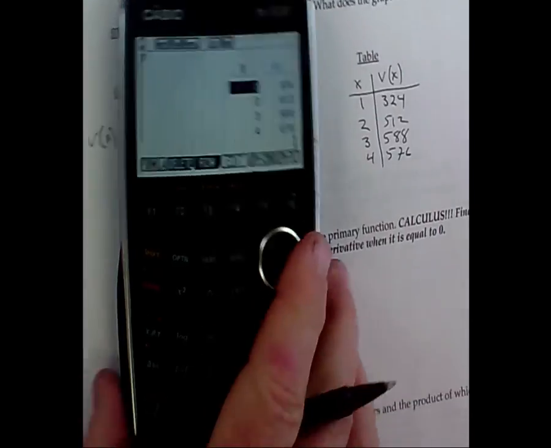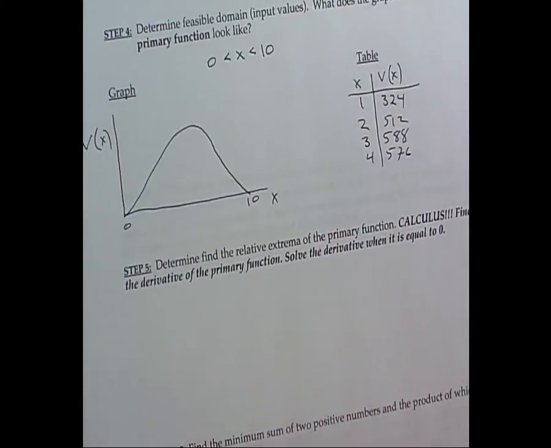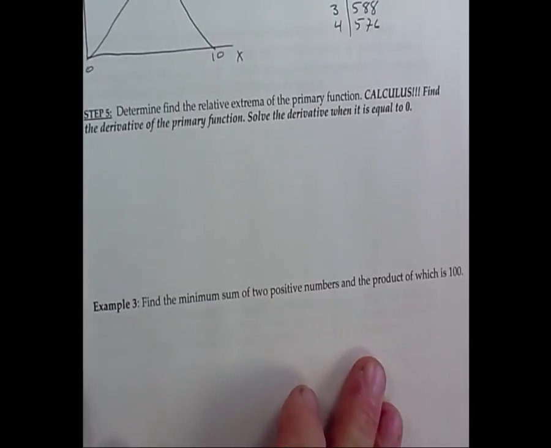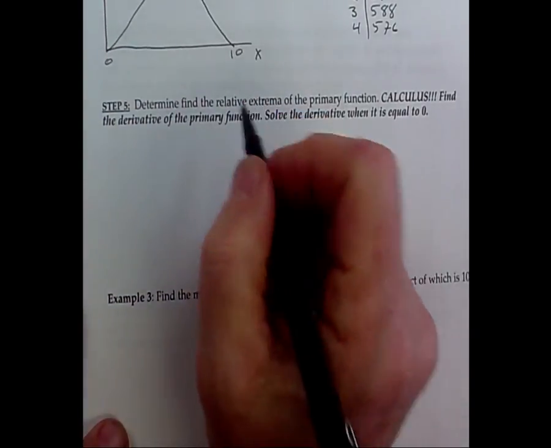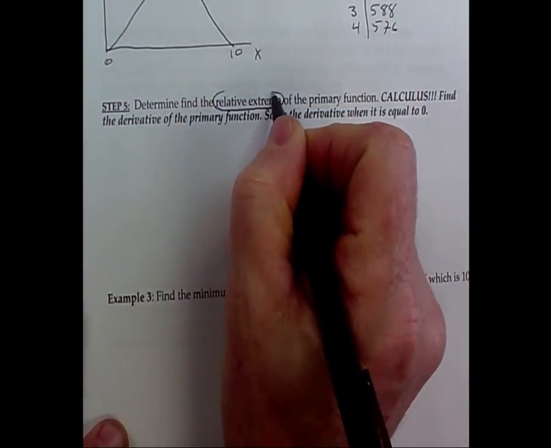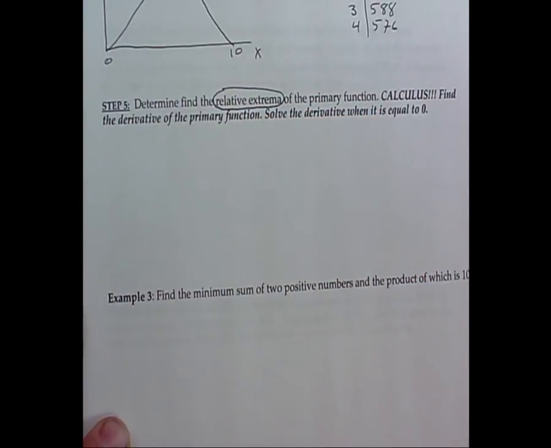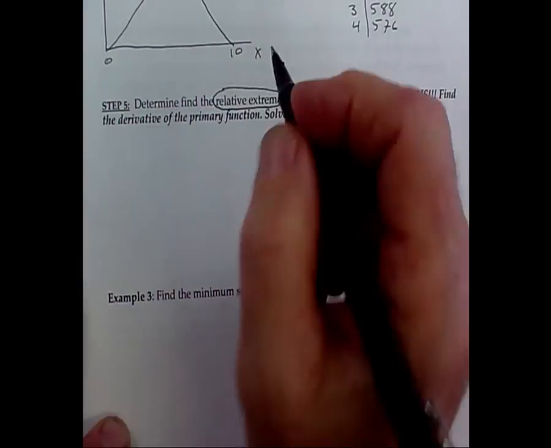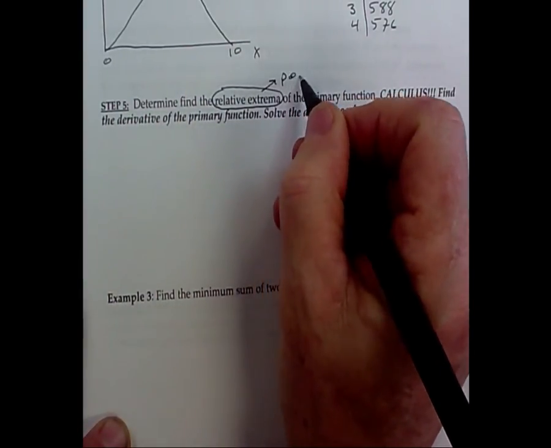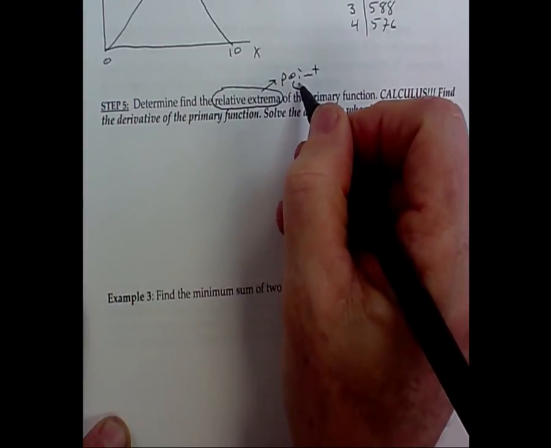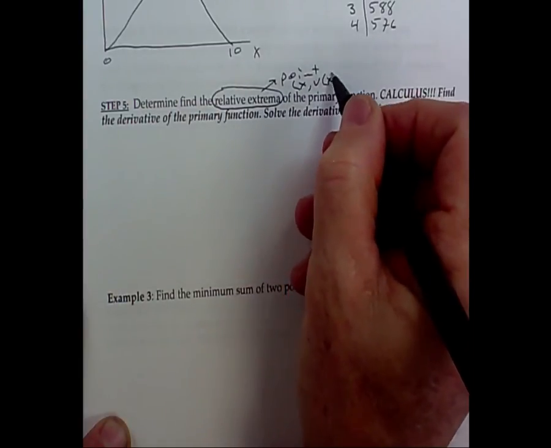Okay, step 5. Determine the relative extrema. What do I mean by relative extrema? Okay, and it's in the form of what? That was my question of you. Oh, I'm unsure. You're unsure? A point. So it's got to be in the terms of x comma V of x. Does that make sense? Yeah. Okay.